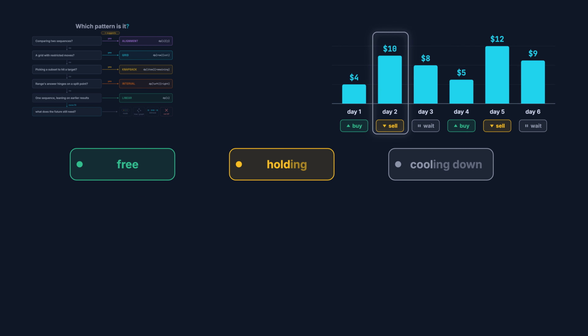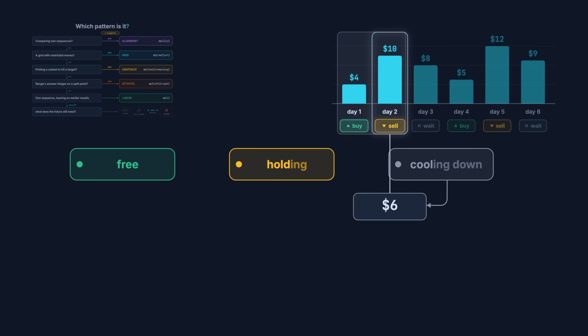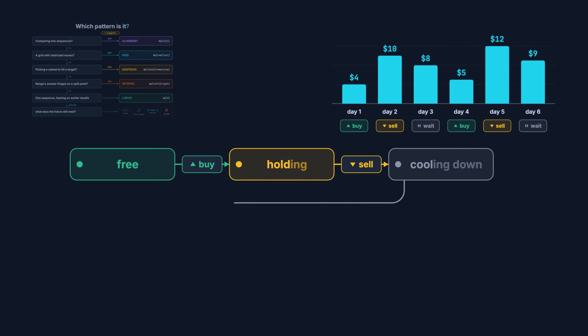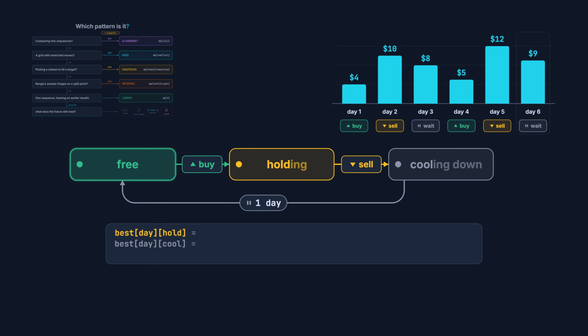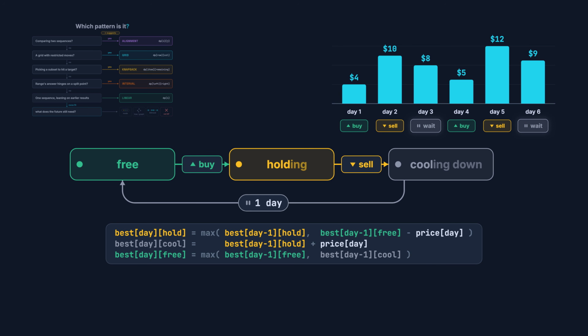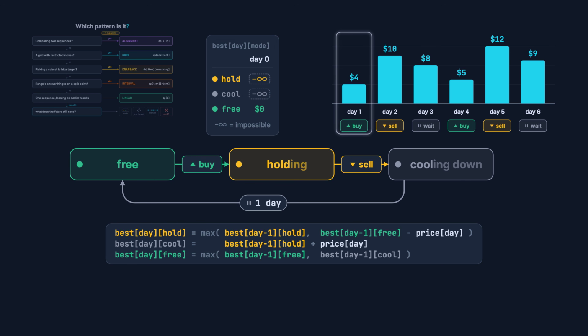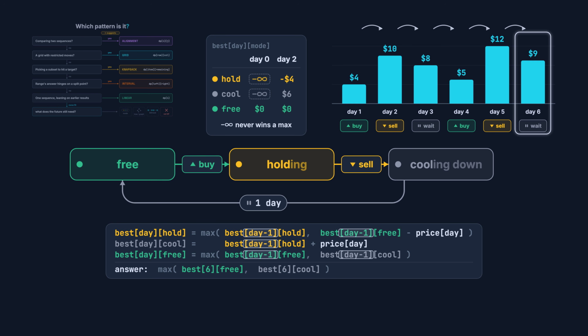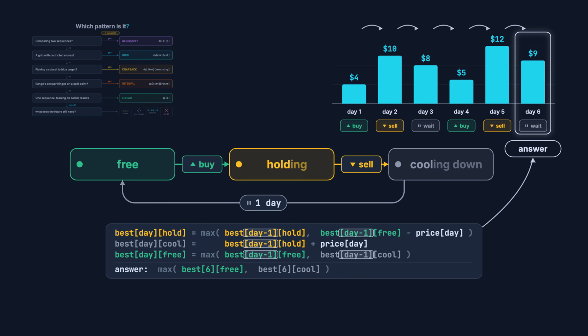Best of day and mode means the most you could have earned through that day, ending in that mode. End it holding and tomorrow you can sell. End it free and tomorrow you can buy. End it cooling and tomorrow you sit out. And from there, the solution follows the same recipe as everything else today. For each day and each mode, try actions you're allowed, buy, sell, or wait, and keep the one that earns the most. Walk the days left to right, building each one out of the day before, and the answer is the most you could have earned by the last day.